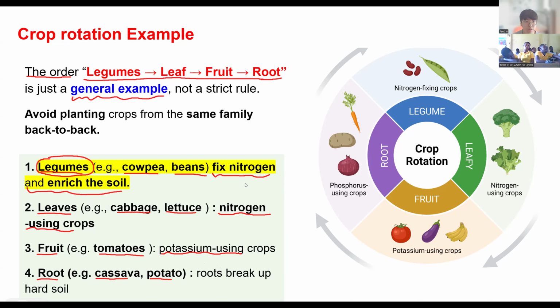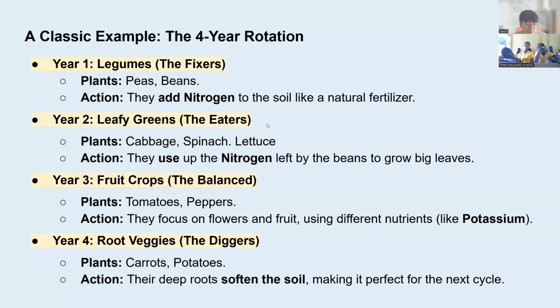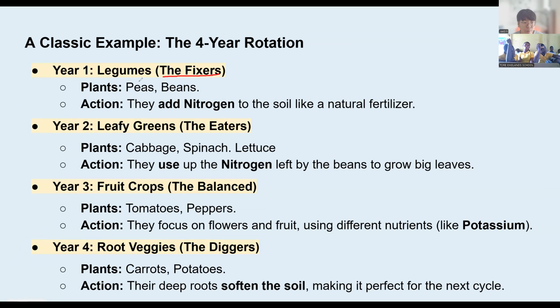Okay, let's move on to this classic example of the 4-year rotation. The first year, we plant the legumes. They're called the fixers. We plant peas and beans. And we learned that they help by adding nitrogen to the soil, like a natural fertilizer. So they are the ones that help make the soil quality better in the first year.